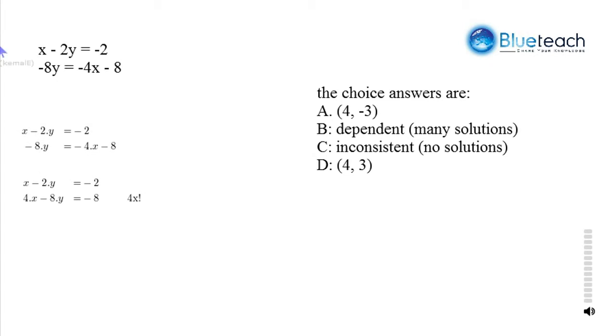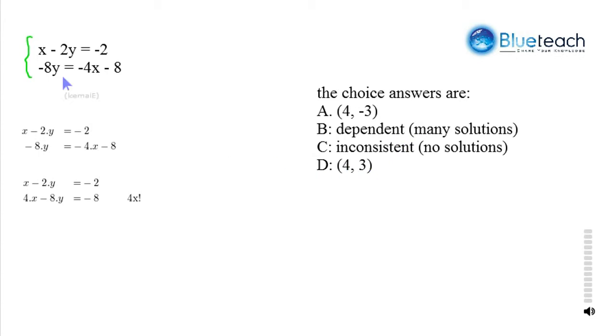Okay, today we're going to solve this system of equations with two unknowns: x minus 2y equals minus 2, and minus 8y equals minus 4x minus 8. And we want to know whether we have one solution, that's (4, minus 3), or whether there are many solutions, or whether there are no solutions, or whether it's (4, 3).